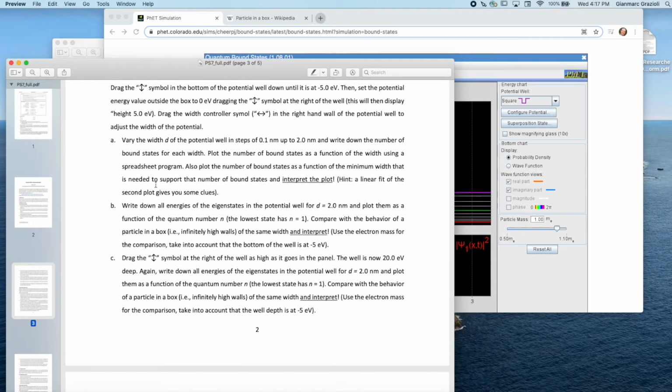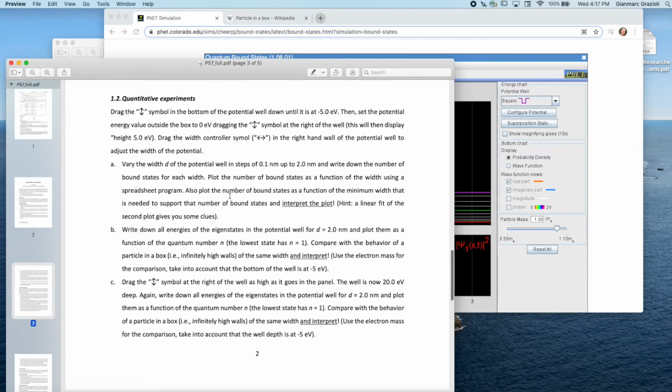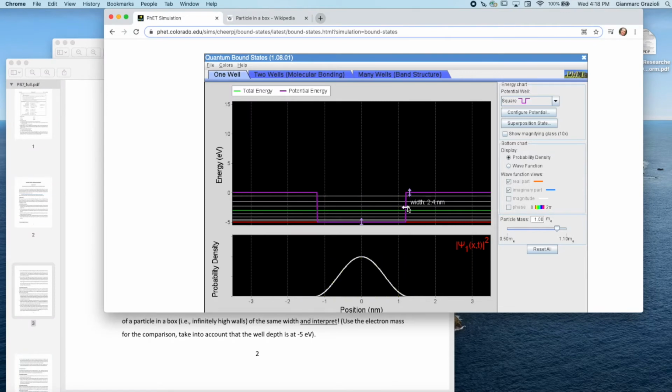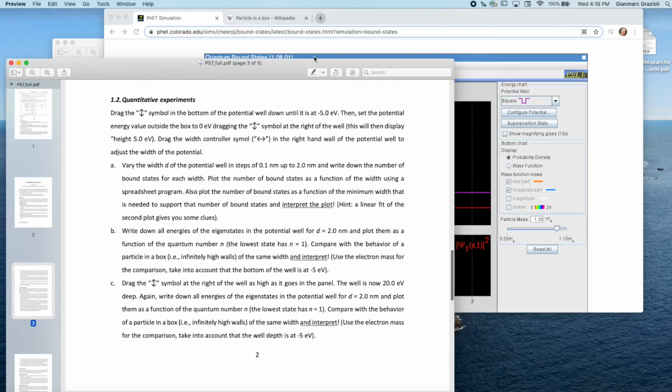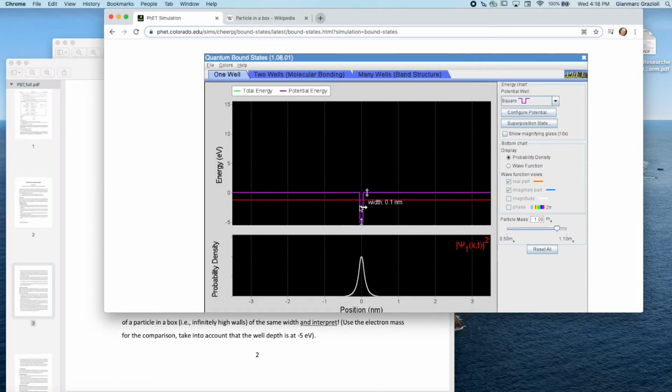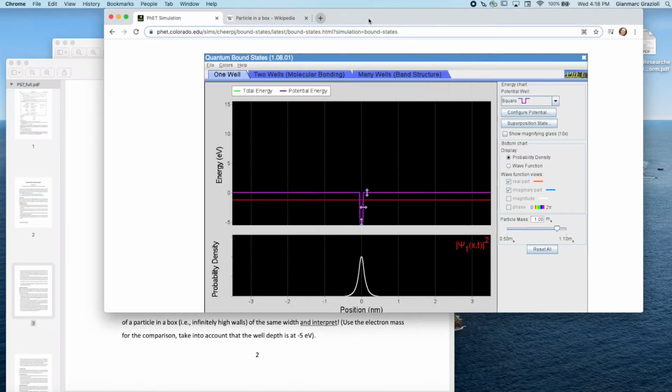Okay, now looking at part A, so we're here now. Vary the width D in steps of 0.1 nanometer up to 2 nanometers. Oh, I see. I don't know what width they want us to start at. So I guess we go as small as we can. We want to go as small as we can and go in steps of 0.1 nanometer and stop when we get to 2 nanometers. This is 0.1. And they want us to go in steps of 0.1. So here's our minimum one.